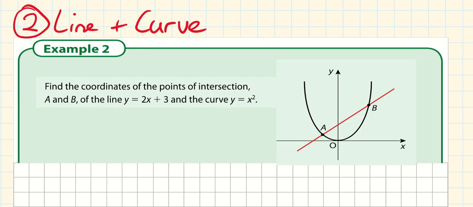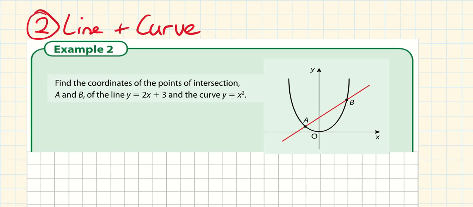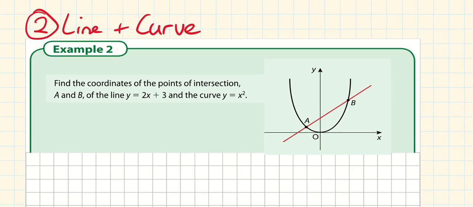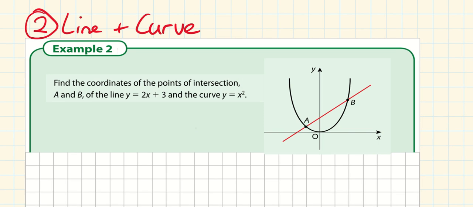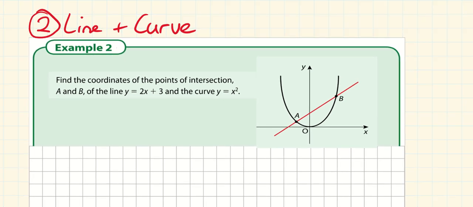Now, the second type is probably actually a bit easier, where you get a line and a curve. So instead of having a line and a circle where you've got an x squared and a y squared, you just end up with two options like this. So this one has it done quite nicely: y equals 2x plus 3 and y equals x squared. So obviously this is a straight line and this is a curve. So you have to find the points of intersection.